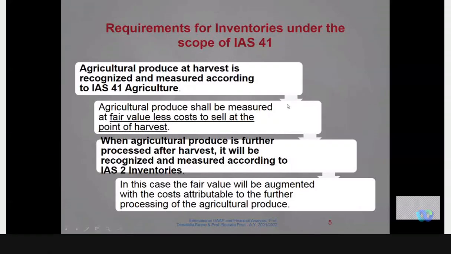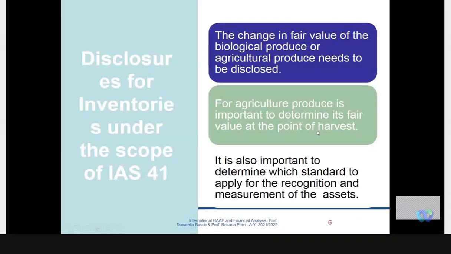that we use to measure the cost of agricultural produce: at the point of harvest, fair value. In case you need to use this produce to convert it to something else, you will add the cost of further processing. And in the moment that you add the cost of further processing, this becomes IAS 2, the inventory standard. No wonder the authors of the textbook have included IAS 2 and IAS 41 in the same chapter. You will find both standards as part of chapter 16, if I'm not wrong. So this is why, because they have connections to each other.